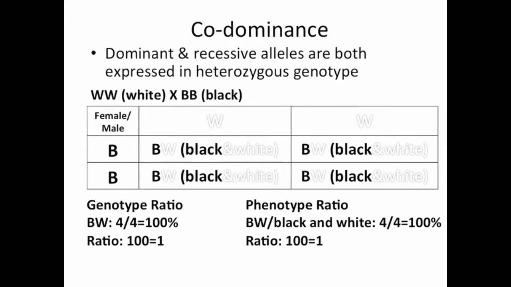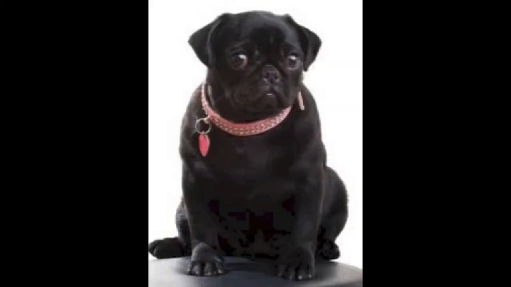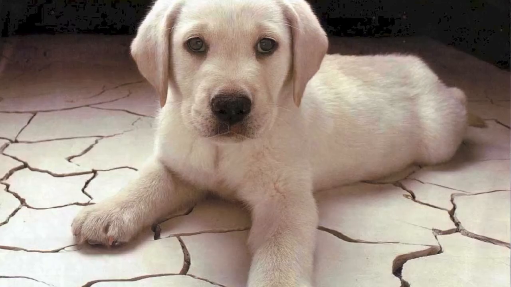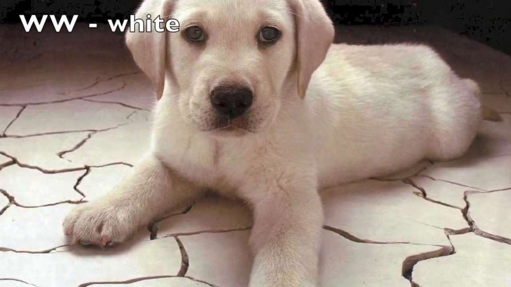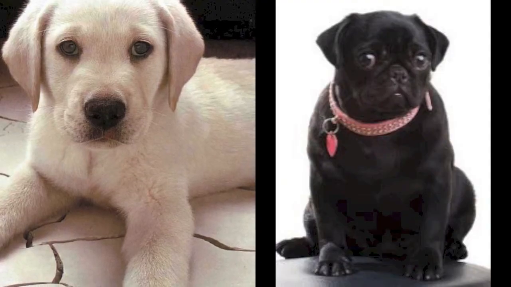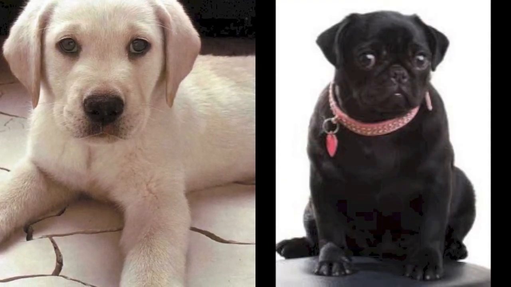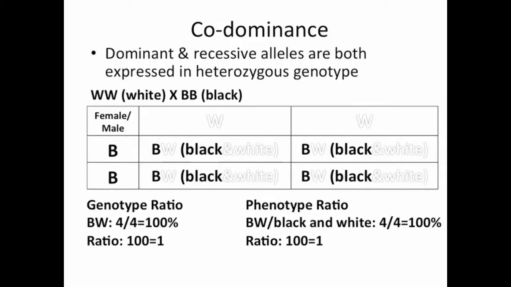Codominance is when the dominant allele and the recessive allele are both expressed in a heterozygous genotype. For example, if a dog with black fur, let's say his genotype was capital B, mates with a dog with white fur, whose genotype is capital W, their offspring would have a mixture of black and white, not necessarily gray, but spotted like a Dalmatian. If the black and white alleles had incomplete dominance, then the offspring would have gray fur. There is only one possible genotype and phenotype from this cross.